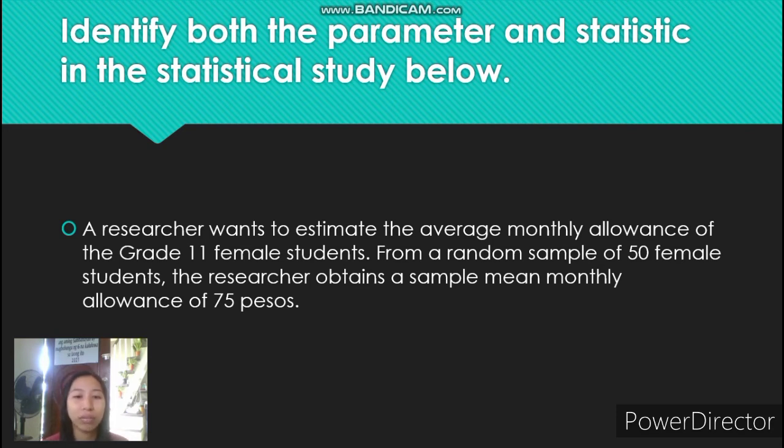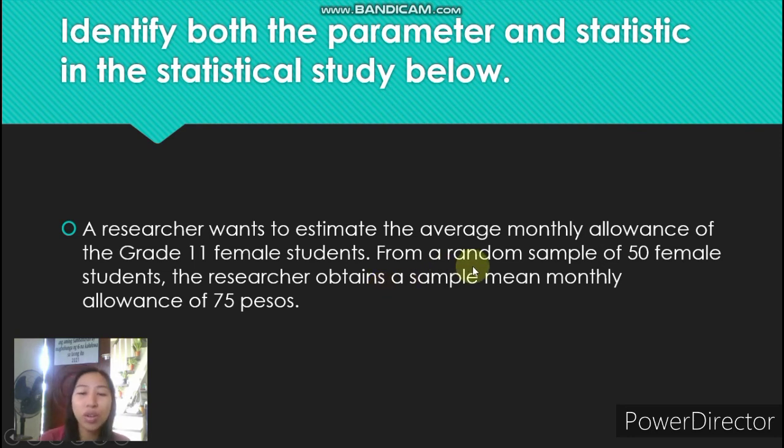Read carefully. Okay. The first sentence is about a parameter. Why is it a parameter? Because it talks about the entire population of grade 11 female students. They want to estimate the average monthly allowance of all grade 11 students. So this is your parameter. The second sentence, is it parameter or statistic? That is your statistic.